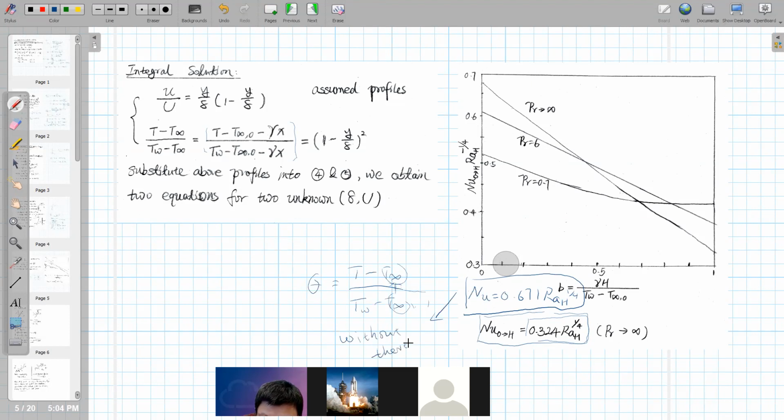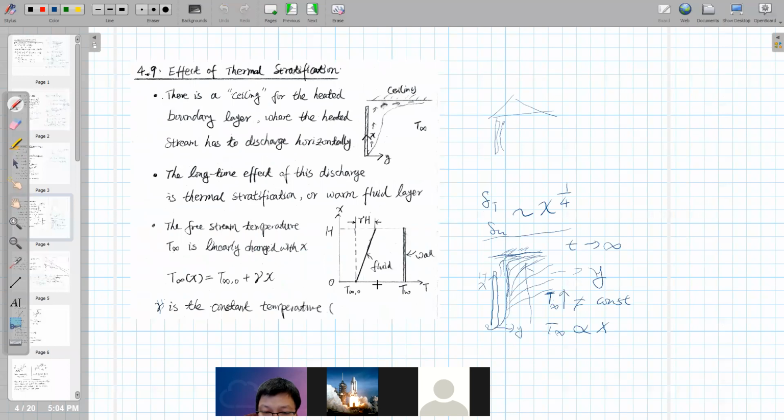And this is with thermal stratification. Okay, and so you can compare these two. You see that the coefficient is reduced from 0.671 to 0.324. The reason is very simple. Without stratification, the free stream will be just a vertical line, right? This vertical line here, and with stratification, it will be this line here with the slope. And you can see that definitely, when you have this slope, the average temperature difference between the free stream and wall temperature is smaller compared with this vertical line, which is the case without stratification.